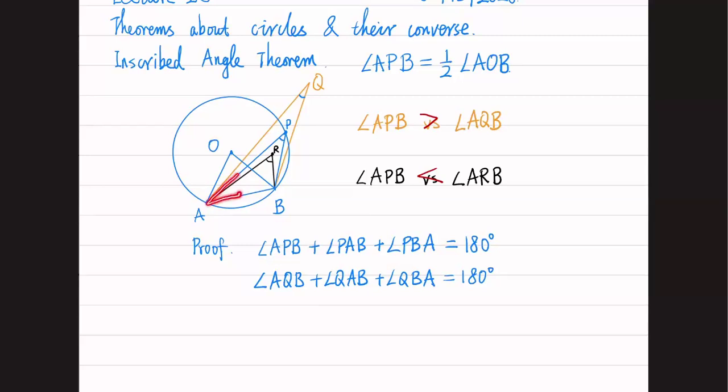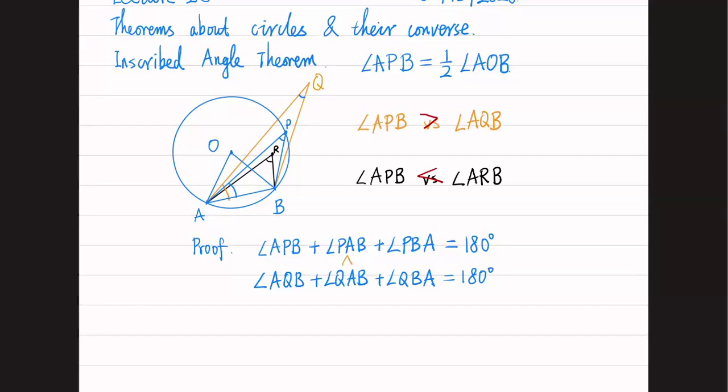This is PAB, right? This is QAB. Which angle is bigger, PAB and QAB? You can see QAB is bigger than PAB because it has an extra angle, QAP. Okay, so this is bigger.